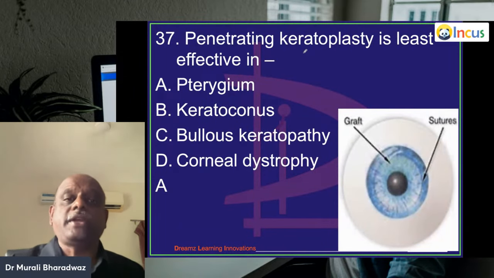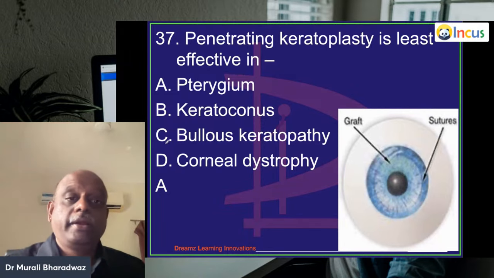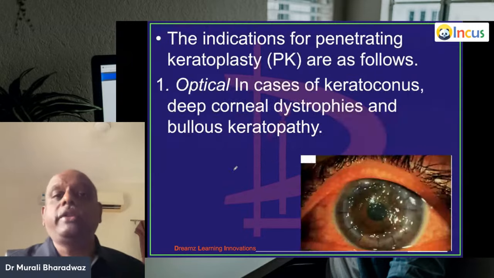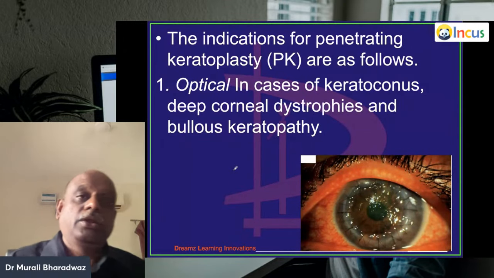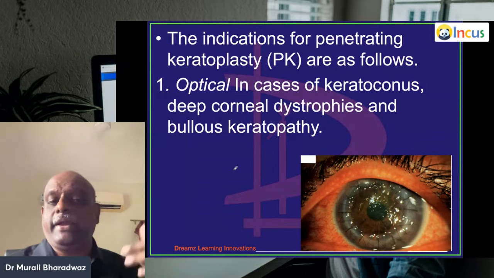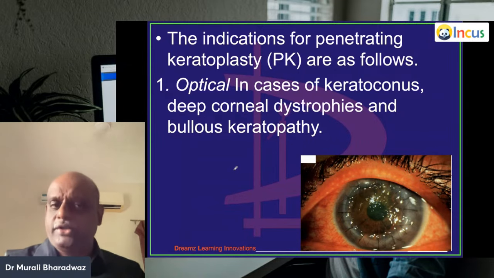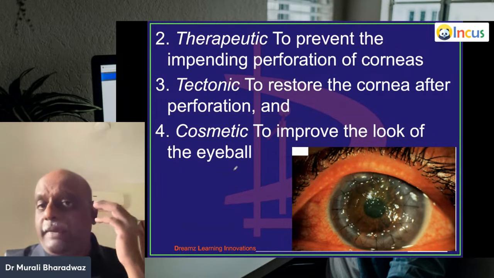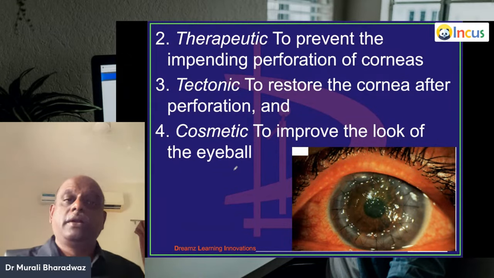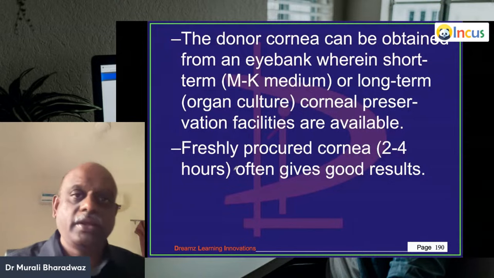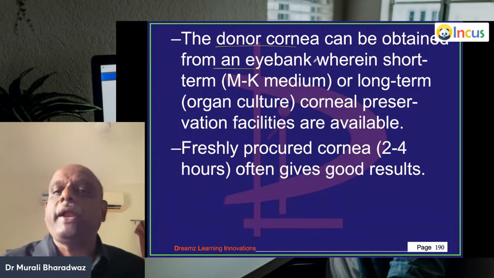Penetrating keratoplasty is effective in keratoconus, bullous keratopathy, corneal dystrophy, in all these conditions. So what are all the indications of penetrating keratoplasty? They can be optical, like keratoconus, corneal dystrophies, bullous keratopathy. Therapeutic, whenever there is any impending corneal perforation. Tectonic, to restore the cornea after the perforation. Or it can be cosmetic, to improve the look. The donor cornea is obtained from the eye bank.